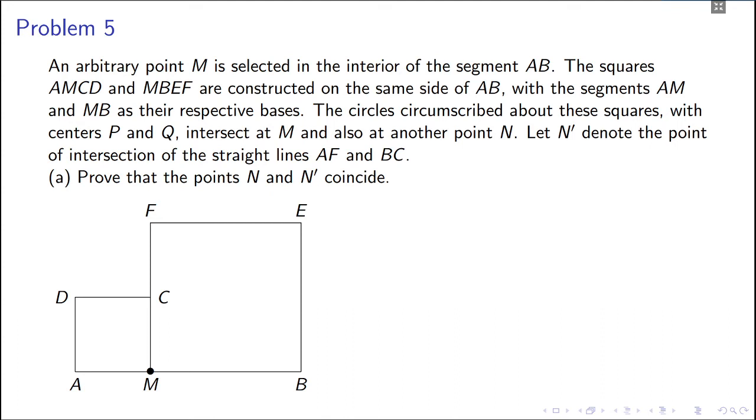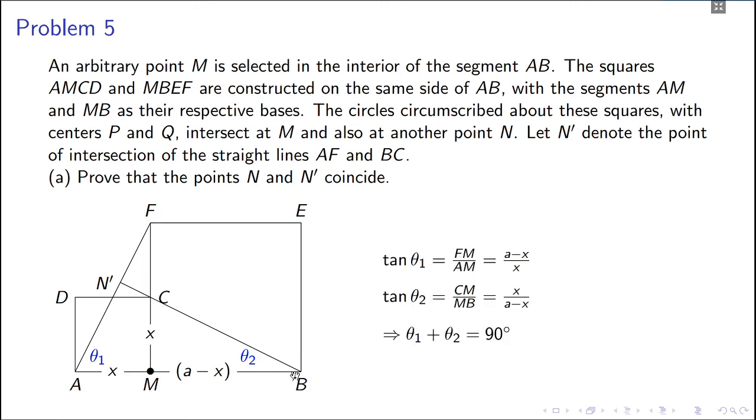You have to show that N and N prime coincide. So this AF and BC, they meet at N prime. Okay, so first of all, we call this whole length A. Let's call this x. This will be A minus x. So this length will be x. This length FM will be the same as this, so this will be A minus x. Then I call this angle theta 1, this angle theta 2. And after that, tan theta 1 will be A minus x by x. Tan theta 2 will be x by A minus x.